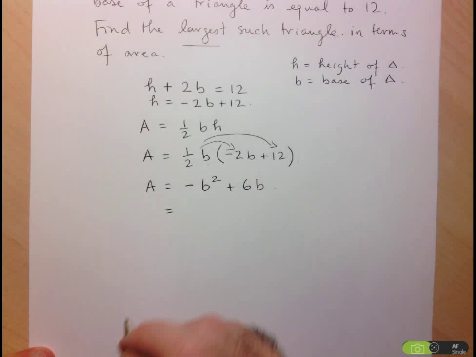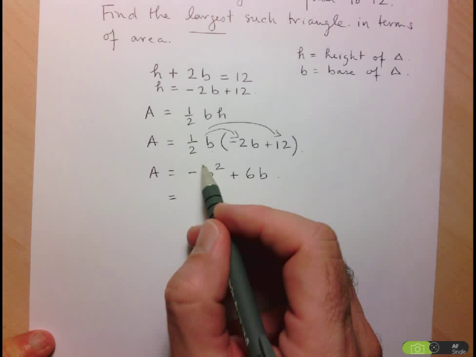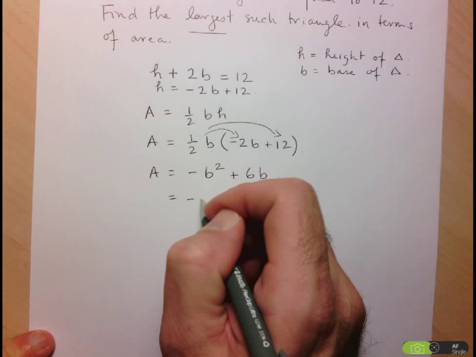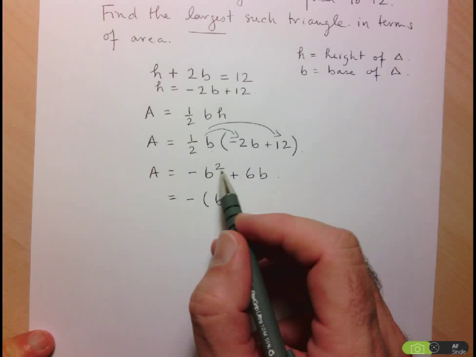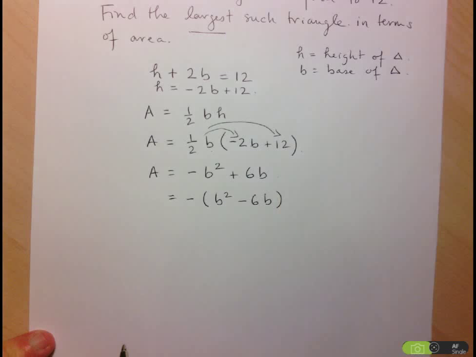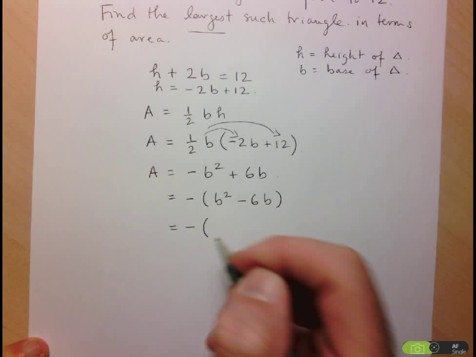So as usual, our first step in completing the square is to factor out whatever number is in front of the squared value. Here it's a negative 1, so I'm going to factor out that negative 1. I'm left with b squared, and here 6 divided by negative 1 is negative 6. Once I've done that, with the expression in the bracket, I can now complete the square.